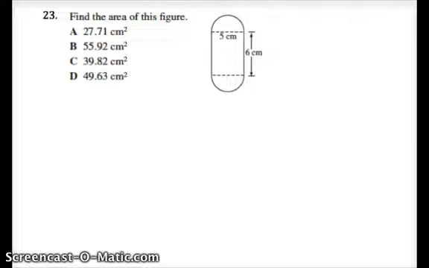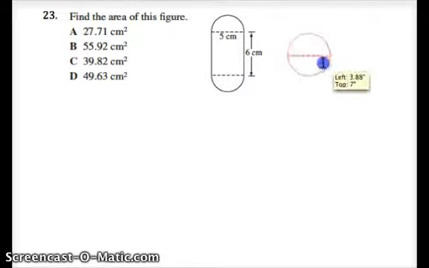Okay, this is question 23. In this question we're asked to find the area of this figure. Now this is what we call a composite figure. It's made up of different shapes. We've got half a circle here and we've got half a circle there. Now if we put those 2 half circles together, what we've really got is a full circle.